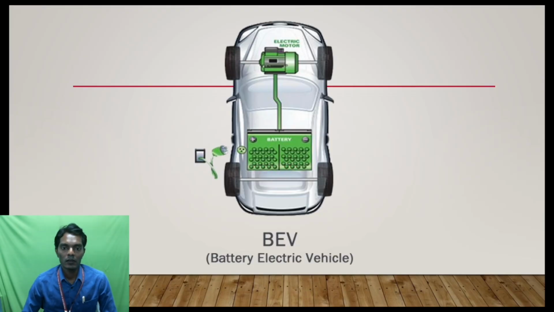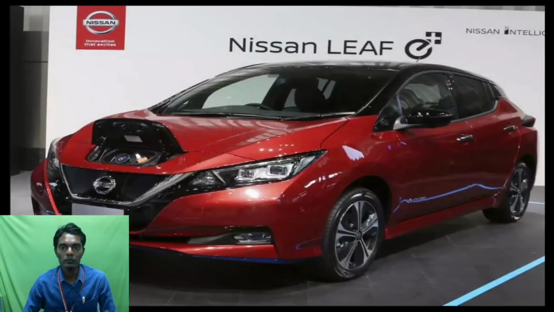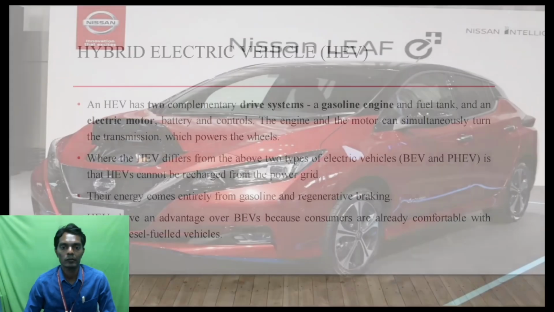So this is a picture or construction of a battery electrical vehicle. We have a battery, and the battery is charged by AC voltage, and the AC voltage is converted into DC, and we are charging the battery. The charge energy inside the battery is used to drive an electrical motor. Mostly it will be like a permanent magnet DC motor. So this is one of the competitive electrical cars which is available in the market today.